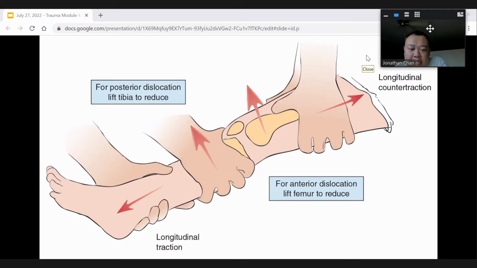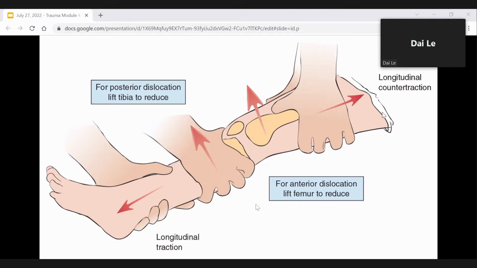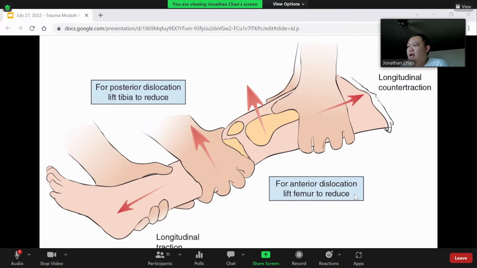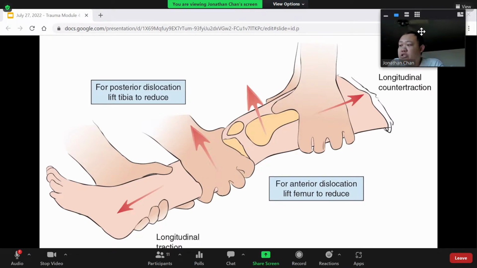Wait, so you're saying that in Chile, the ortho will do knee reductions in the OR as well? Yeah, in Chile we do it in the OR too. Oh, okay, that's cool. That's good to know. Yeah, these require emergent reduction, especially if you have any kind of nerve injury or any kind of vascular injury there.